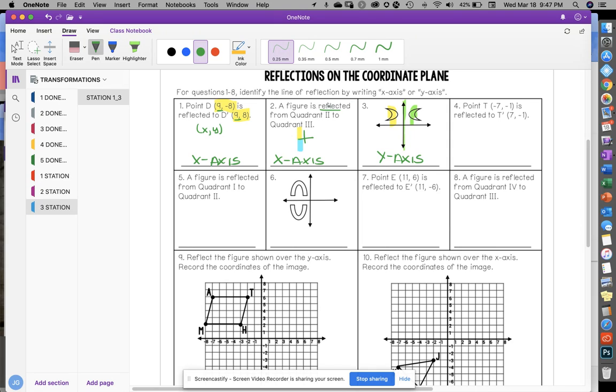All right, let's look at number 4. Number 4 has -7, -1, and then it has 7, -1. What stayed the same? The -1. And what does the -1 represent? What letter? The y. So this one jumped over the y-axis. All right, I'm going to let you try 5, 6, 7, and 8.